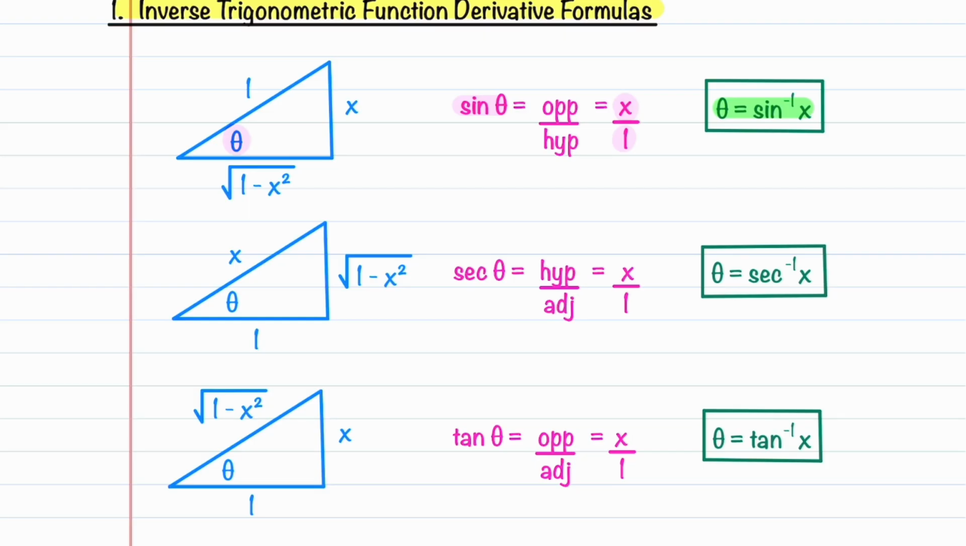Let's now look at our second triangle. Here's theta, and we can say that secant of theta is equal to the hypotenuse divided by the adjacent, and that's x over 1. So if we solve for theta, we get that theta is inverse secant of x. We're going to do the same thing down here for our third triangle. There's our theta. And for this triangle, we are going to find tangent theta, which is the opposite over the adjacent. So that's x over 1. And we get that theta is inverse tangent of x. We are now going to use these 3 triangles to find the derivative of these inverse trig functions.